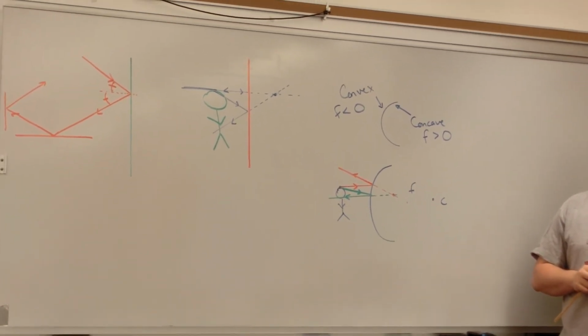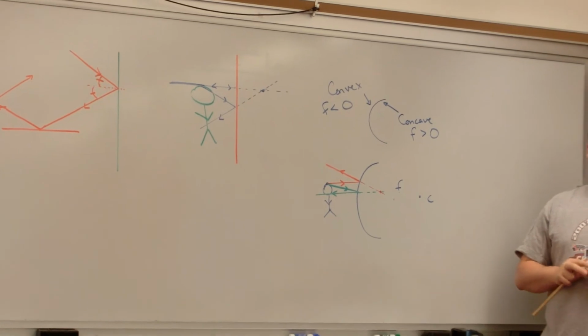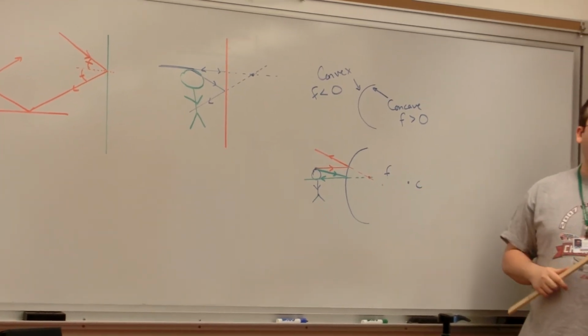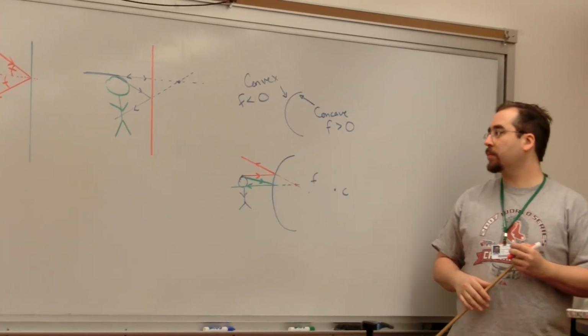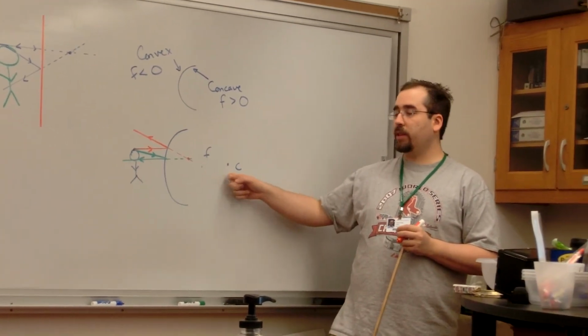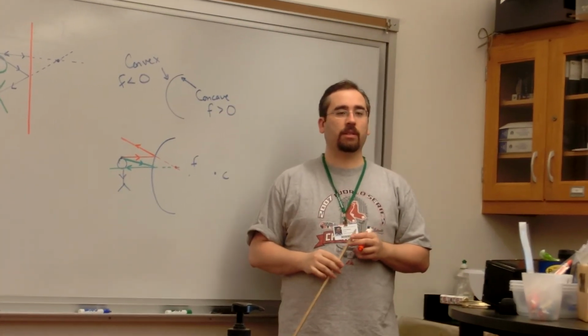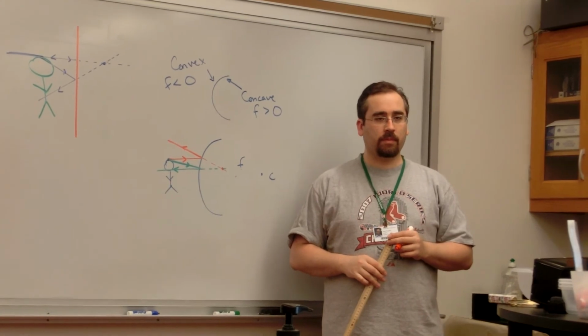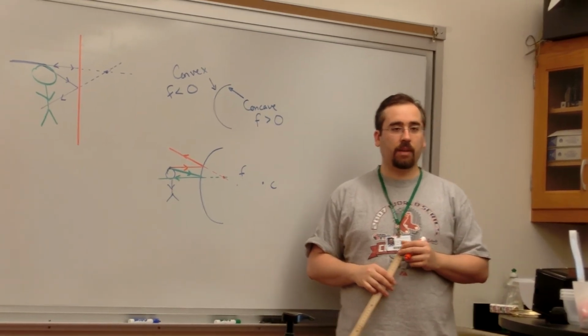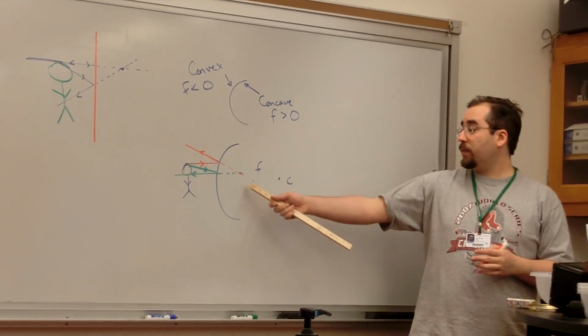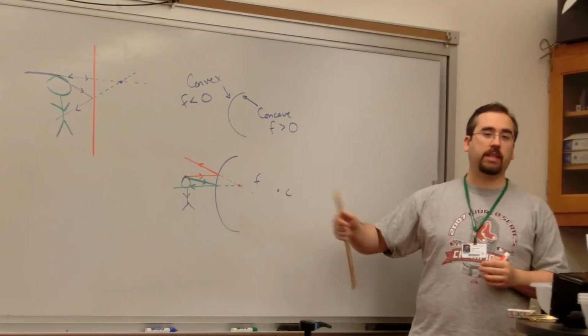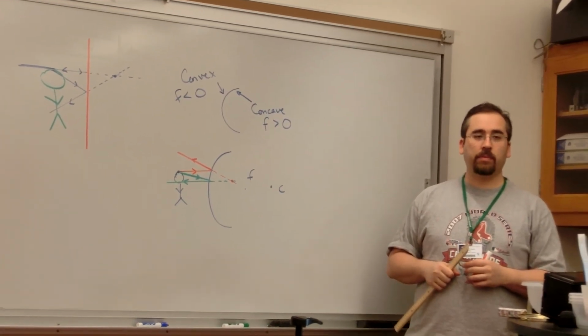What is C again? It's a spherical mirror, so that's the center of the sphere. Where's the focal point in terms of the center? Half. It's half the distance, right? Yeah, the focal length is half the radius. The focal point is midway between the center and the mirror.